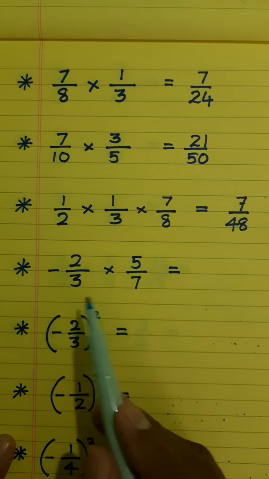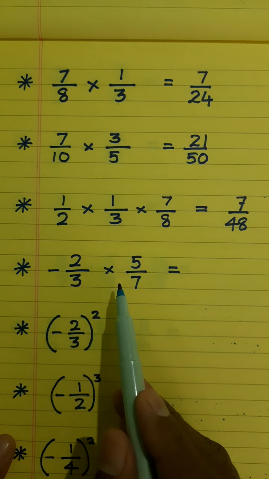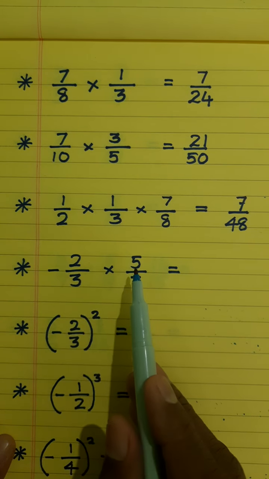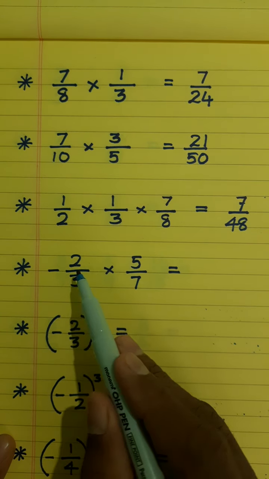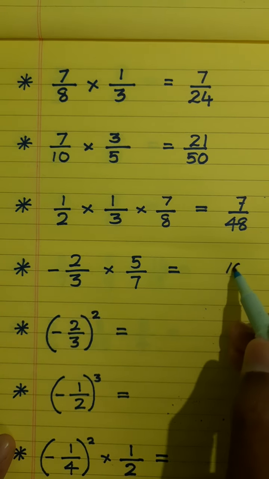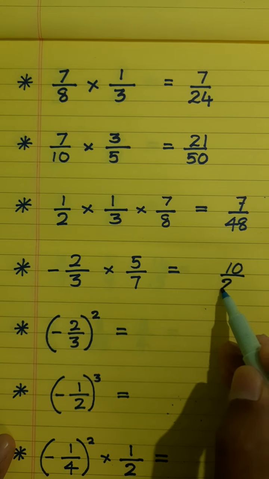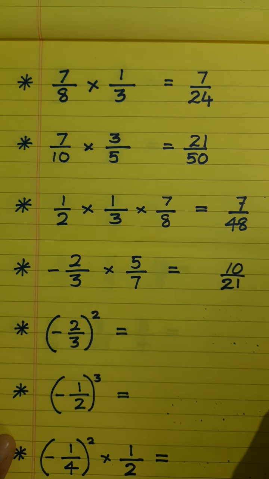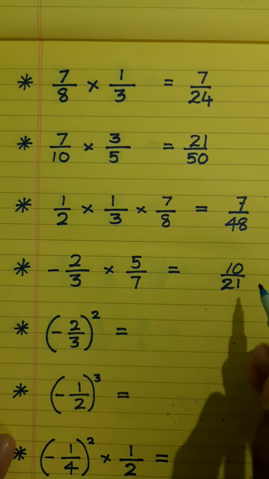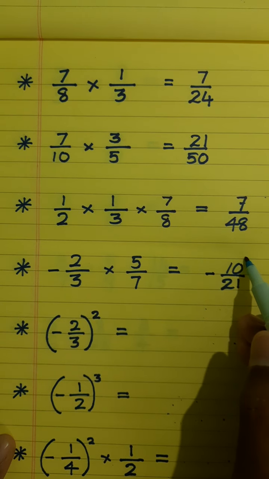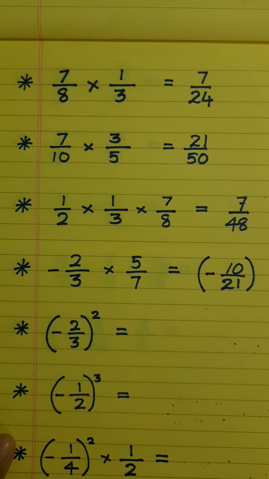Then you are given positive numbers and negative numbers, but we multiply numerator by numerator, denominator by denominator. 2 into 5, 10. 3 into 7, 21. So when you multiply directed numbers, plus multiplied by minus means the answer is negative. So our answer is minus 10 over 21.